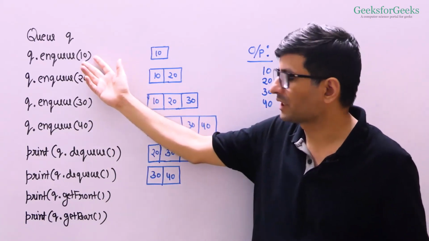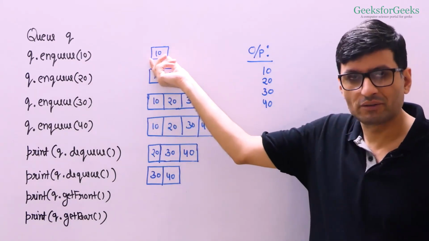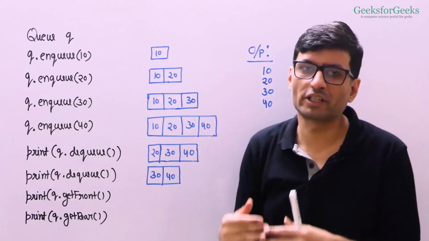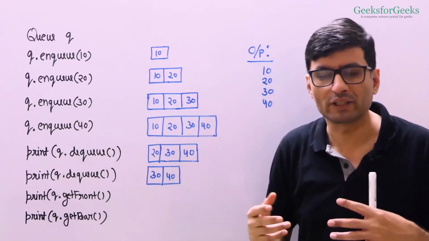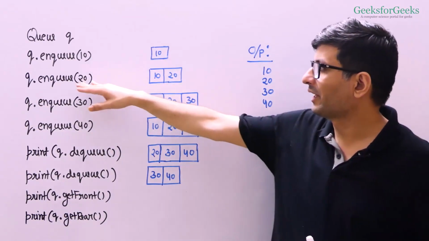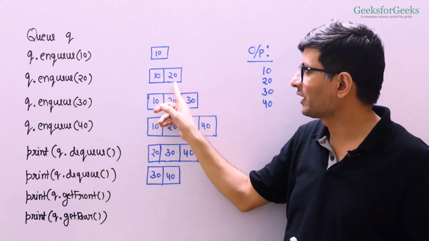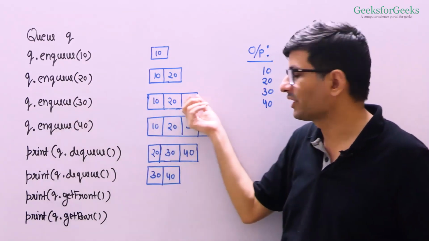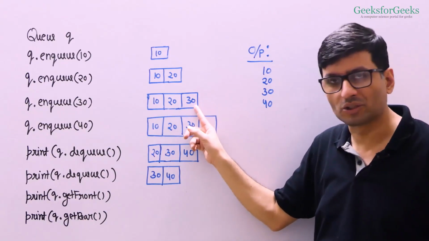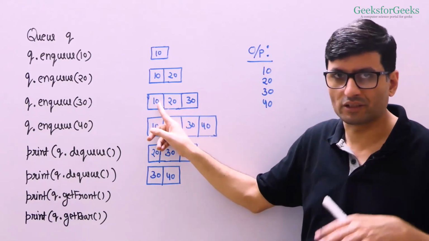So when you do the first enqueue operation, your queue has only one item, 10, and this is both front and rear. If you call get front now, you will get 10, and if you call get rear, you will get 10. Now we enqueue 20, so 20 goes here and this becomes your rear and this is your front. Now when you enqueue 30, 30 is inserted at the rear and 30 becomes the new rear and 10 remains front.